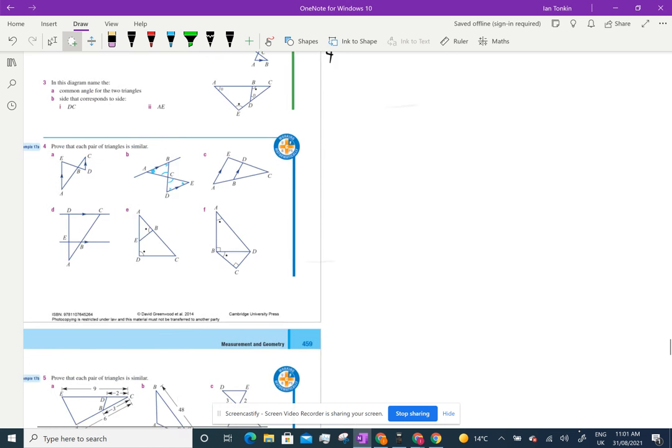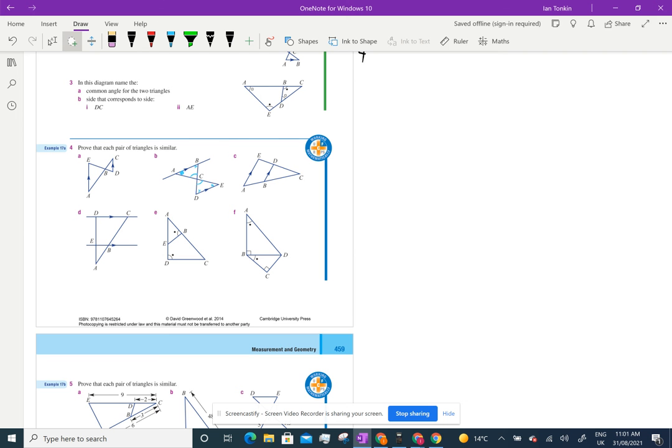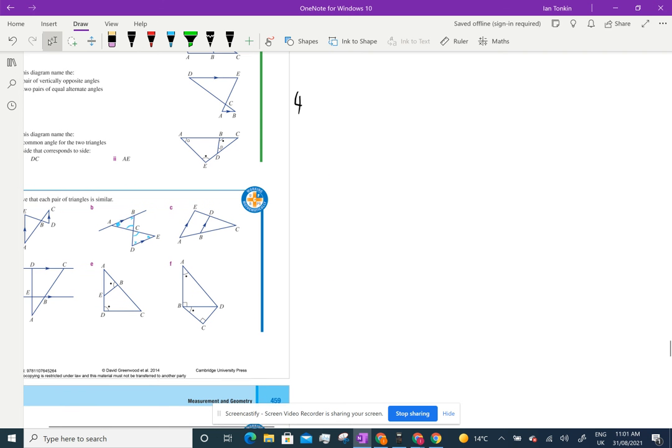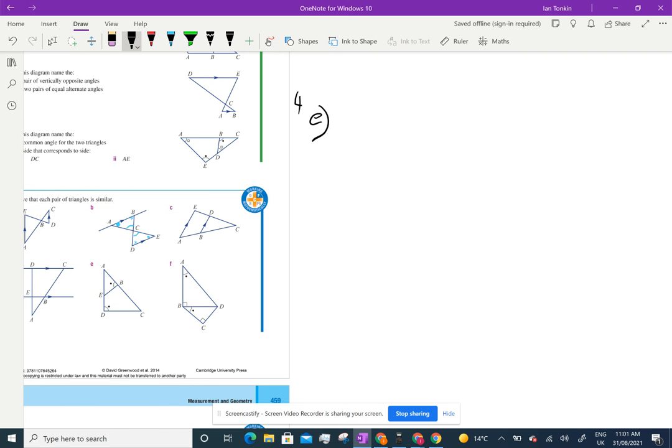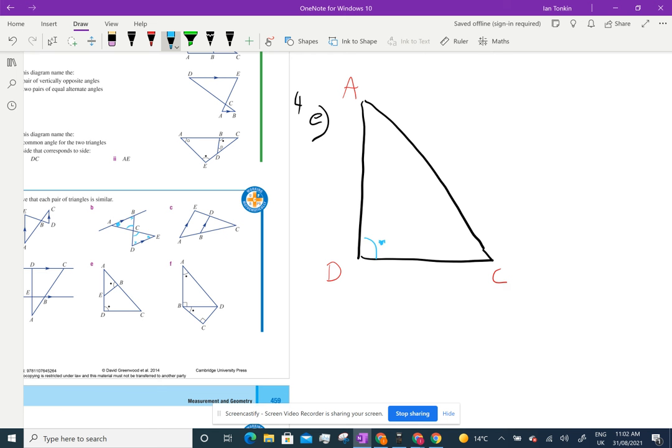at D and E. We'll just try E. I'm going to do E here. So go away, have a go at 4E. Now, I'm going to draw the big triangle first and put in all the things I know. So what have we got? A, D, C. Put in the markings. Well, they tell you that that angle is that. And that's all they tell you.